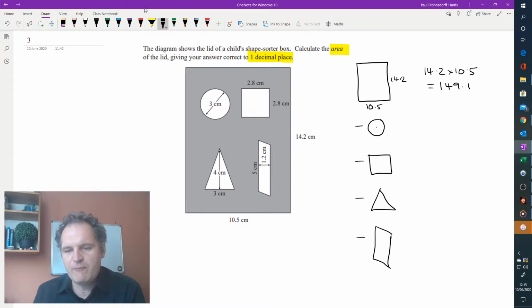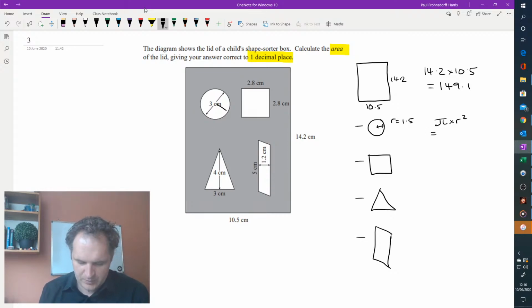This one, the radius equals 1.5. This is important. You have got to remember that the radius is half of that circle. So therefore, we have pi times radius squared, which is pi times 1.5 squared, is 7.06. Now, I am not rounding this. So I'm leaving this in a calculator at the moment.